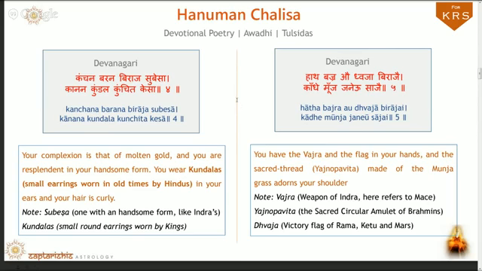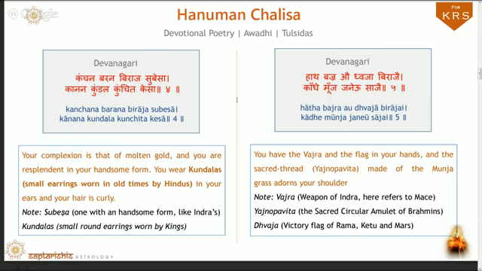Now let me read this for you. This is in Devanagari script, and then I've given it. Kanchana Bharana Tiraj Subesa Kanana Kundala Kunchita Kesa. What does it mean? Okay. It means your complexion is that of molten gold, and you are represented in your handsome form.